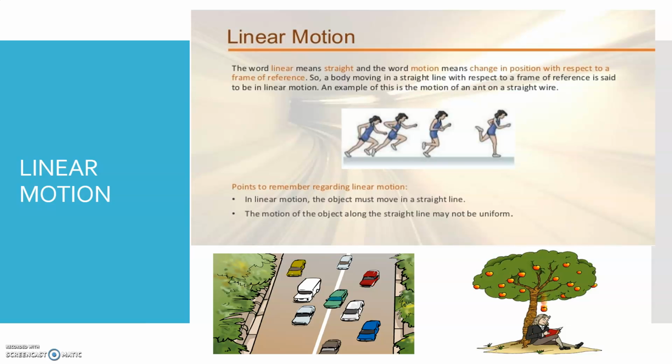Let us see linear motion. The word linear means straight and the word motion means change in position with respect to a frame of reference. So, a body moving in a straight line with respect to a frame of reference is said to be in linear motion. An example of this is the motion of an ant on a straight wire. Points to remember regarding linear motion: in linear motion, the object must move in a straight line. The motion of the object along the straight line may not be uniform.